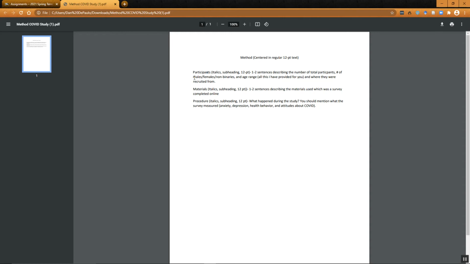And then you're going to give me one or two sentences describing the total number of participants. So there were 19 participants. There were 2 males and 17 females. Out of those 19 participants, total participants, there were 2 males, 17 females. And the age range. For this study, I only received 19 responses.